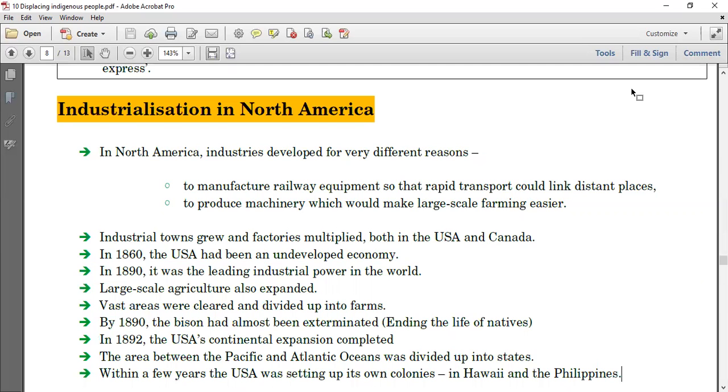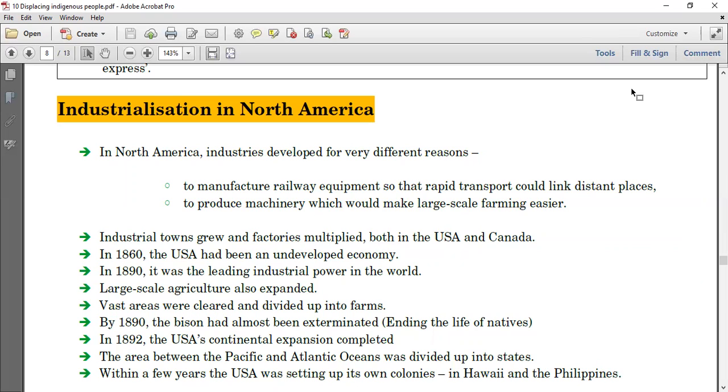Industrial towns grew and factories multiplied both in the USA and Canada. In 1860, the USA had been underdeveloped. In 1890, it was the leading industrial power in the world.